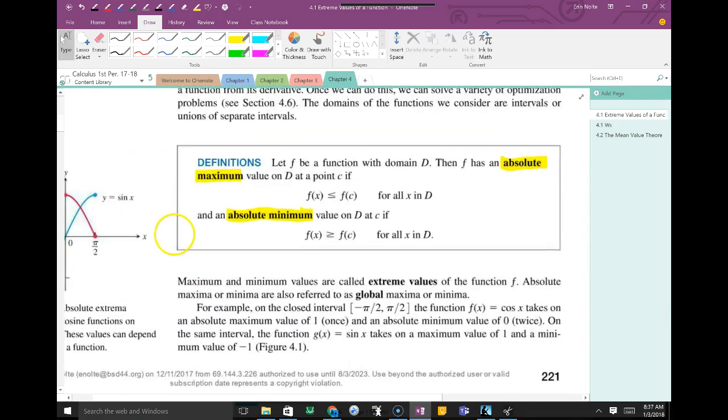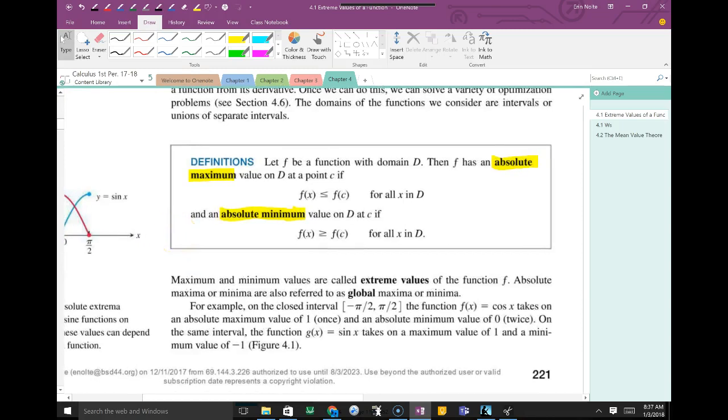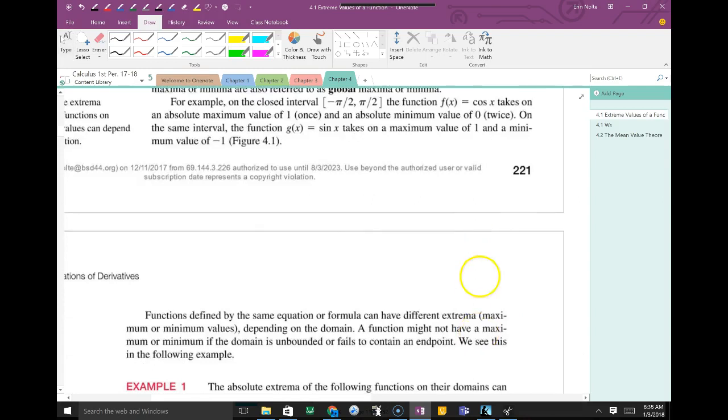Have you heard of the word absolute maximum before? What's an absolute max? Absolutely the very highest of the possible, the whole function, right? And the absolute minimum is the lowest spot of the entire function. That's not new information, right? Well, that's part of an extrema.